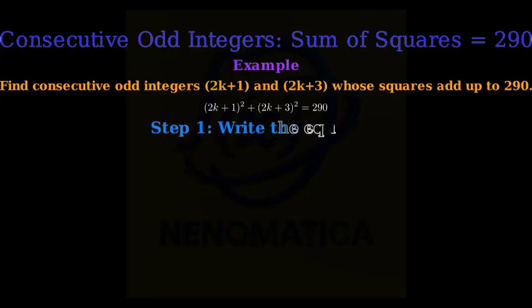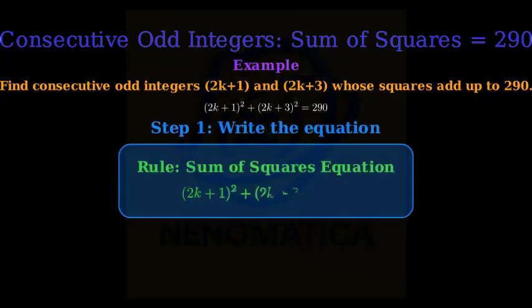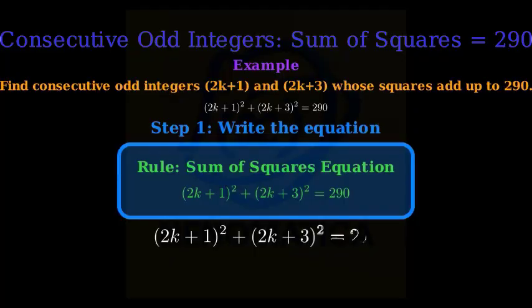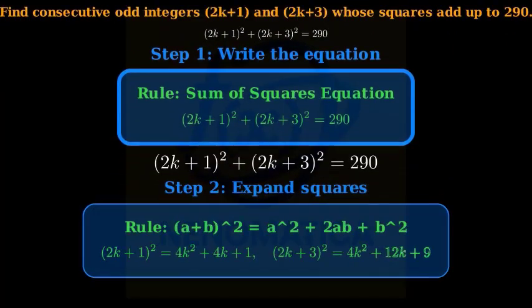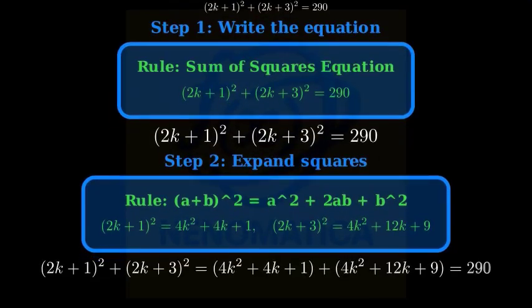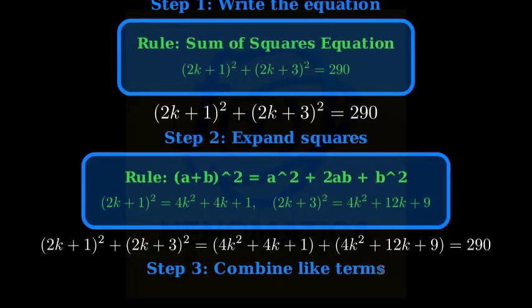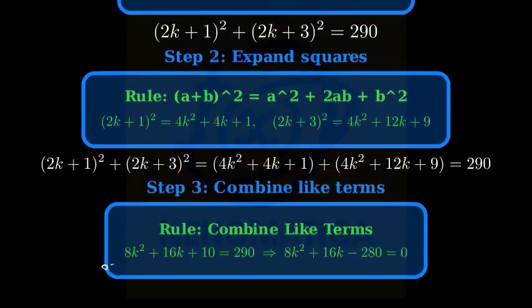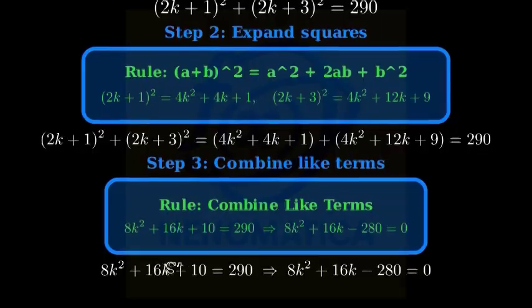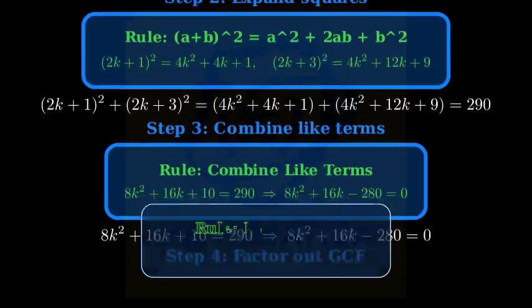Step 1. Write the equation for the sum of the squares. Step 2. Expand each square using the binomial pattern (a + b) squared equals a squared plus 2ab plus b squared. Step 3. Combine like terms and move everything to one side. Step 4. Factor out the greatest common factor 8. Step 5. Factor the quadratic.